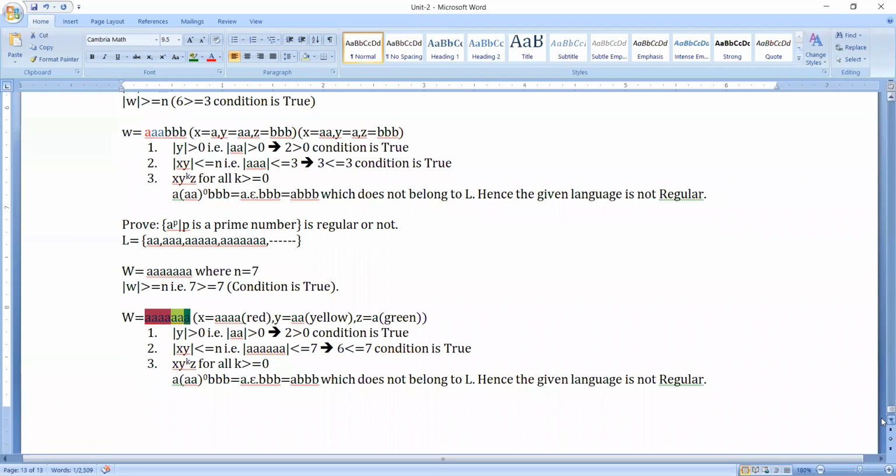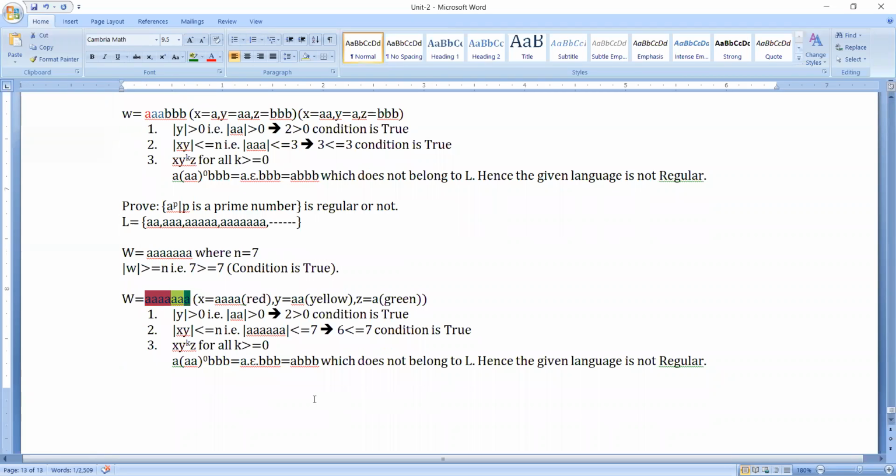Okay, now let us take the third condition. This is a very important condition. What is that? We need to take x y power k z for all k greater than or equal to 0. This is what we have to check. What is our x value? Our x value is 4 a's.